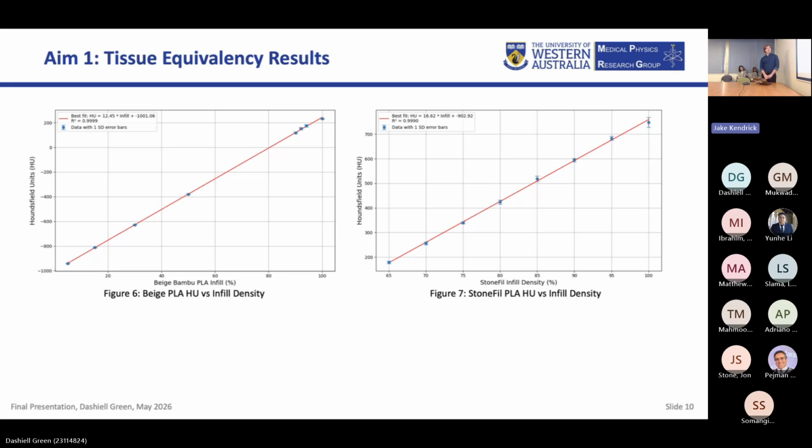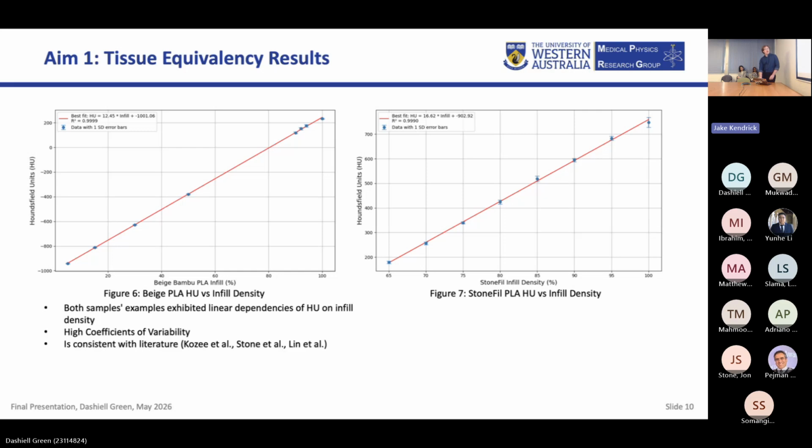So on the left, we have the regression of the beige PLA HU versus infill, and on the right, the stone PLA HU versus infill. Both examples exhibited linear dependencies of HU on the infill. Stone fill has a higher HU as well as gradient due to the density of it, and likely a higher effective atomic number due to the stone crushed up inside of it. And so these had very high coefficients of determination, and this is consistent with literature that has been done previously.